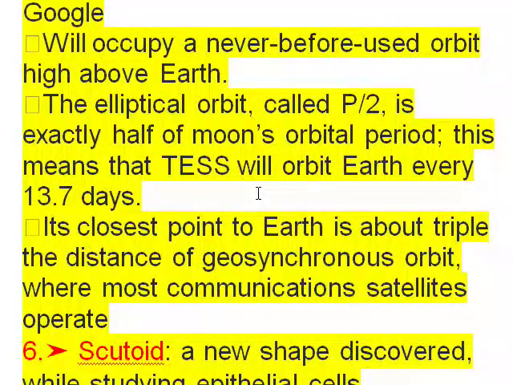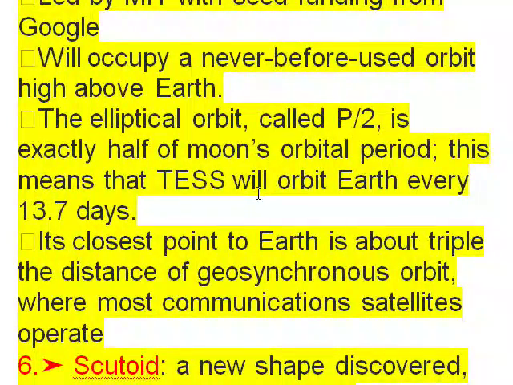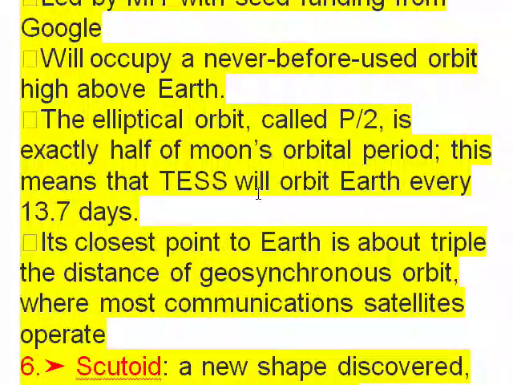Its closest point to Earth is about triple the distance of geosynchronous orbit, where most communication satellites operate. So its closest point to Earth is about 3 गुना the distance of geosynchronous orbit.